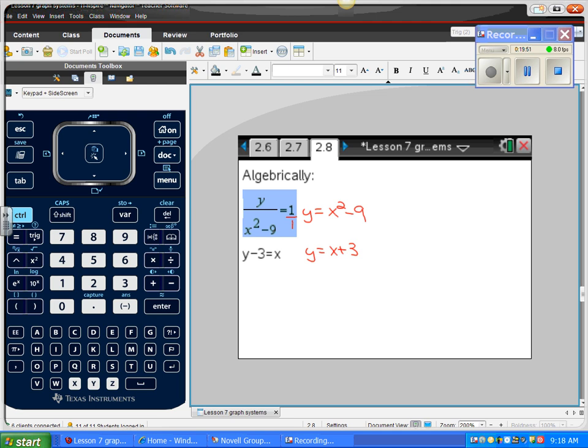Okay, so now I have a y equals, and I have a y equals, which means I can do what? Set them equal to each other. Yes, set them equal to each other. Okay. All right. Now what?